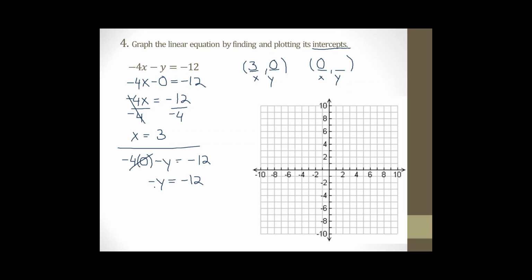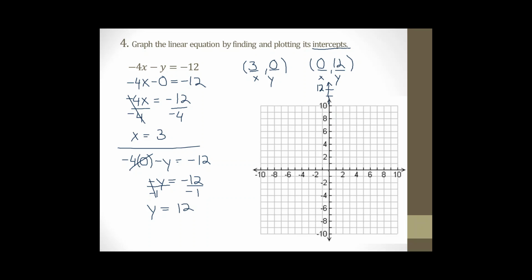To eliminate that negative in front of the y, I can either divide or multiply by a -1. I'm choosing to divide by a -1. So now y is equal to +12. So right here, my y-intercept is at 0, 12. Now plotting those points on my coordinate system, and I'm seeing I did not make my y-axis long enough. So I'm going to add 2 lines here to make it all the way up to 12.